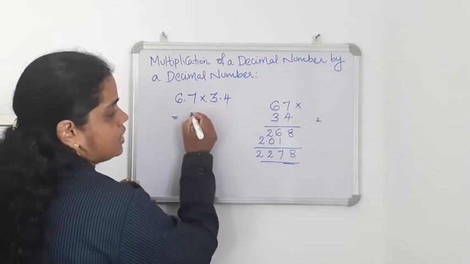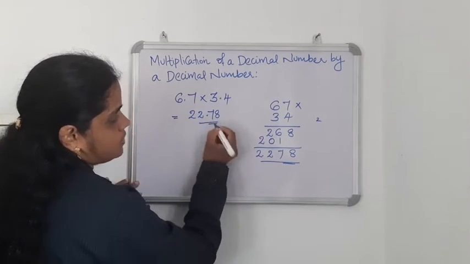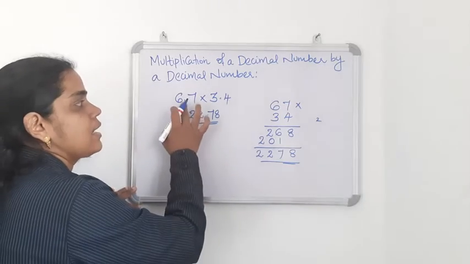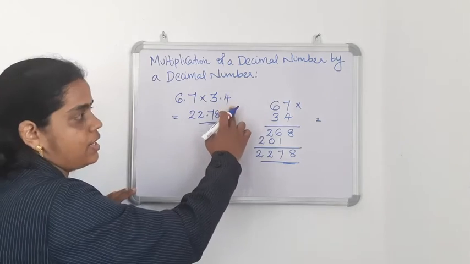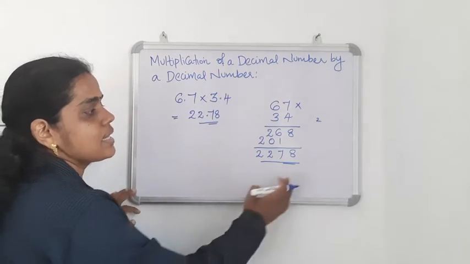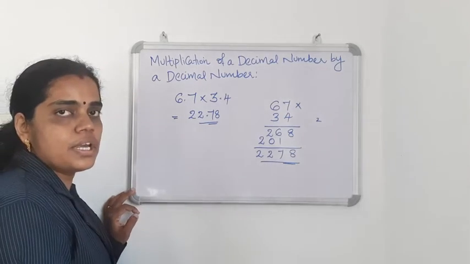So the answer is 22.78. Clear? Here after the point 1 digit, here also after the point 1 digit, total 2 digits. From the right side, 2 digits after, you need to use the point.